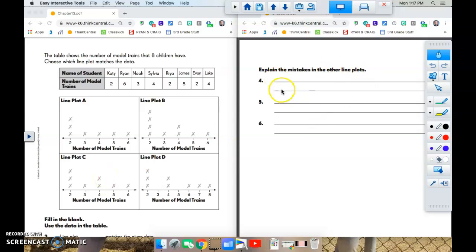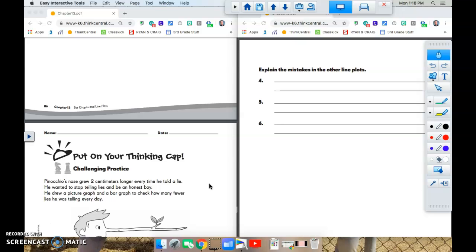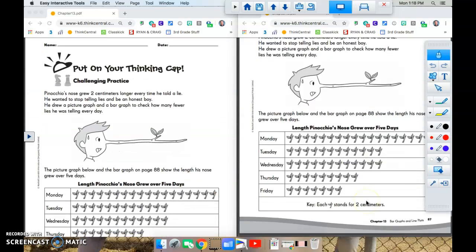We kind of answered 4, 5, and 6 already. Again, line plot A, it only has 1 student with 4 instead of 2. Line plot B has 4 students having 2 instead of only 3. And line plot D is not correct because there are no 5's, and there are no 3's, and there's a 7 and an 8 instead. So we can see there that those questions are both answered.